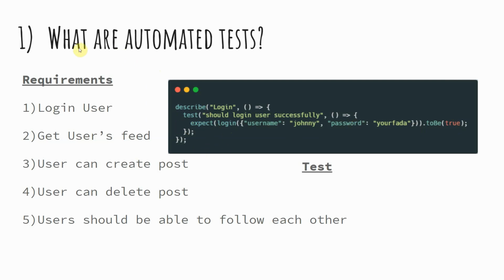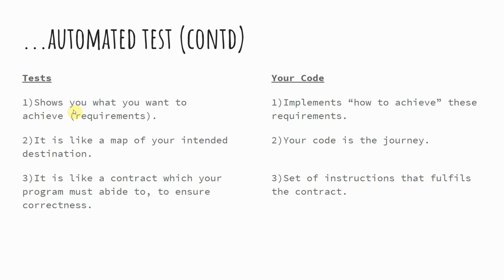So a brief recap: you have a requirements document. A test is the code version of your requirements document, because that is the only way you can have confidence that the code you've written matches the requirements given to you. Automated test.